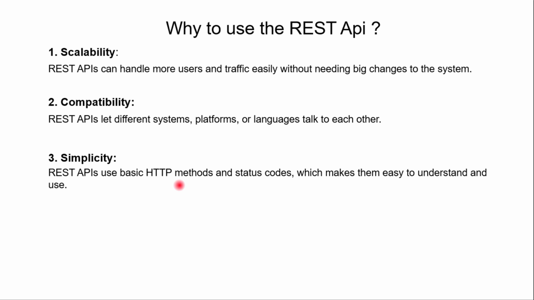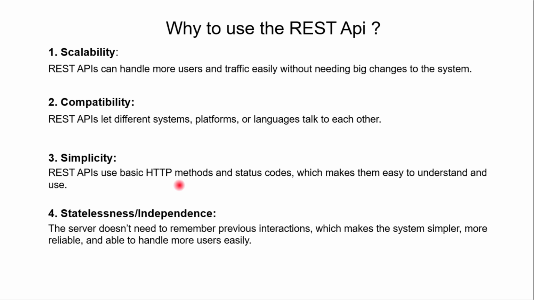And third one is simplicity. REST APIs use basic HTTP methods and status codes, which make them easy to understand and use. Fourth one is independence. The server doesn't need to remember previous interactions, which makes the system simpler, more reliable and able to handle more users easily.